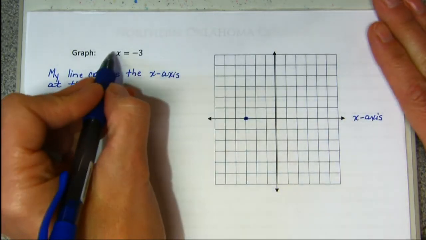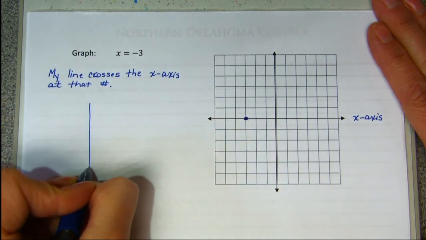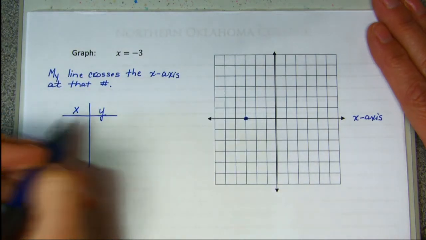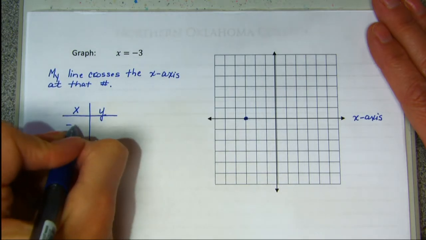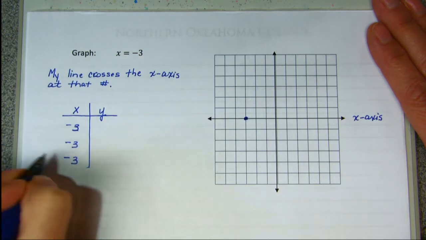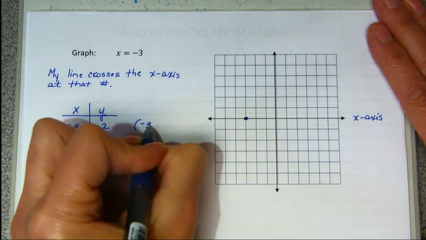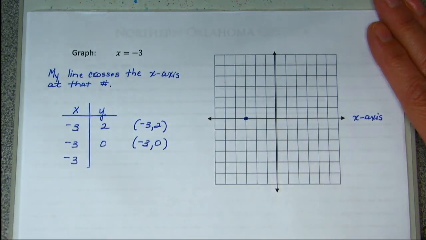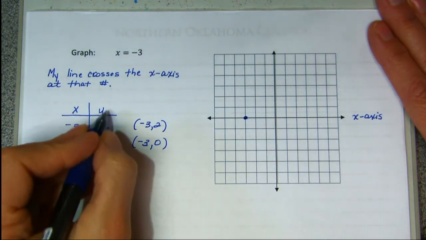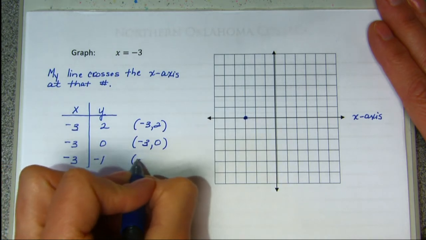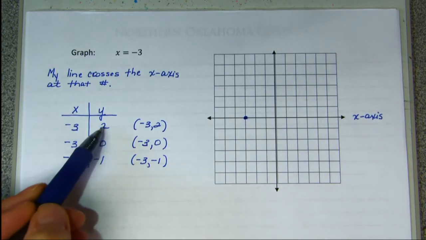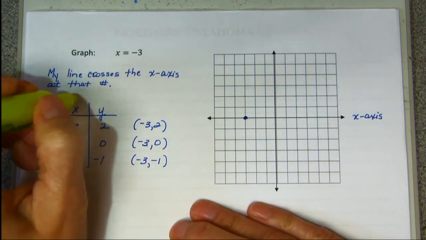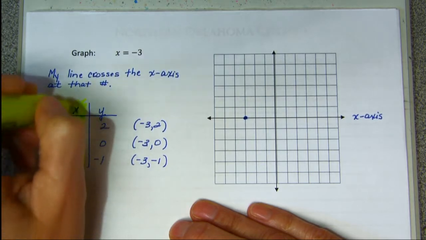Okay? So when x is negative 3, if I created a bunch of ordered pairs, it's telling me y can be anything you want it to be. The x just always has to be negative 3. So I could say y is 2. That would give me the ordered pair negative 3, 2. I could say y is 0. That would give me the ordered pair negative 3, 0. I could say that y is negative 1. That would give me the ordered pair negative 3, negative 1. You could have chosen 5. Y can be anything. The only restriction is that x has to be negative 3.